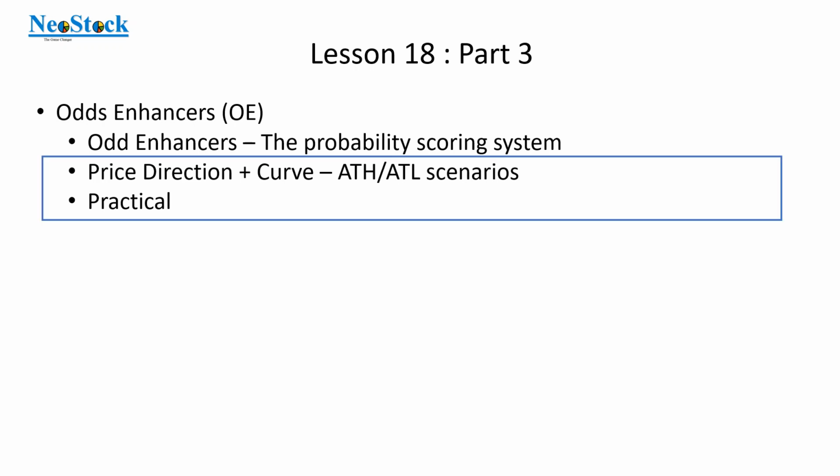We are at part 3 of lesson 18. In this lesson, we will discuss the odd enhances parameter, price direction plus curve, with the special scenario of all-time high and all-time low. This lesson has a dependency on the earlier lessons.